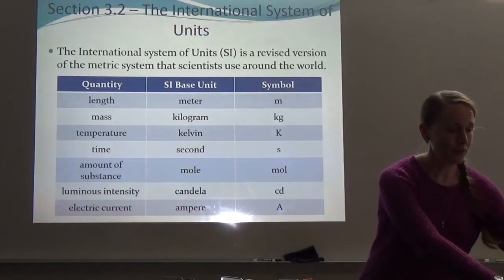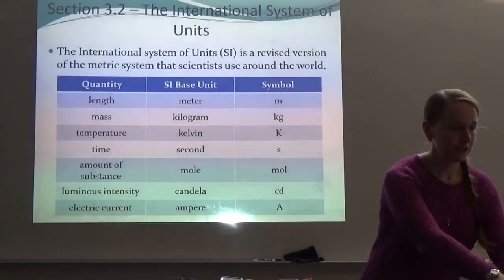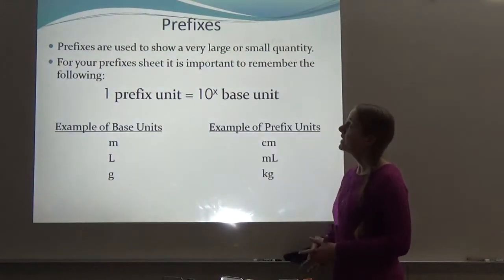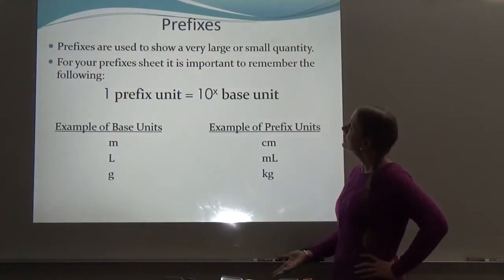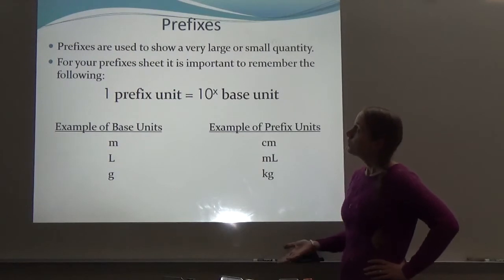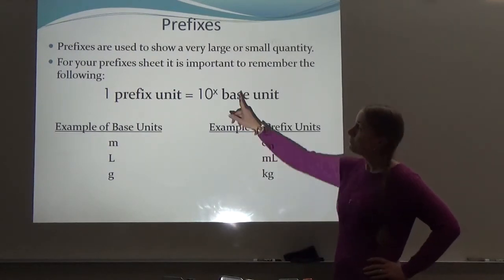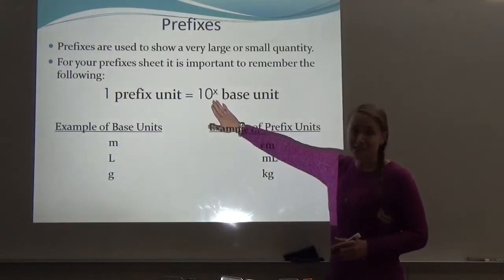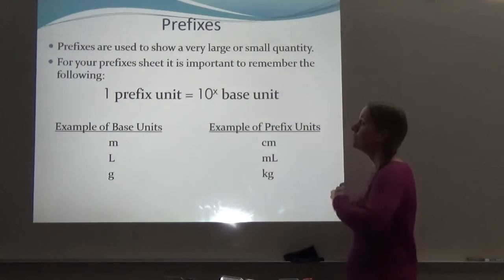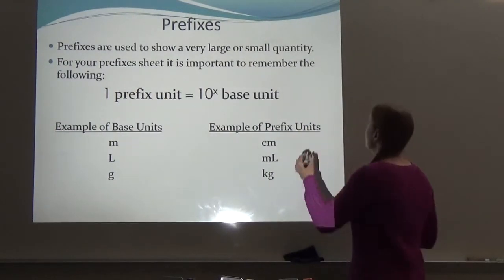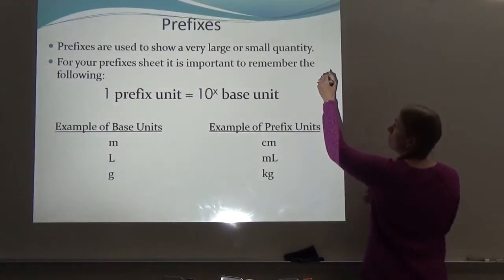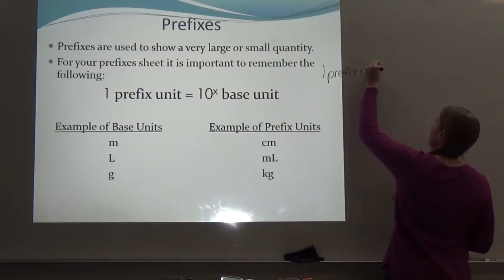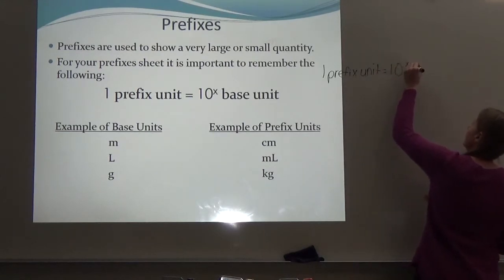All right, so let's move on and talk about those prefixes that I just told you about on that prefix sheet. Prefixes are used to show a very large or very small quantity. For your prefixes sheet, it's important for you to remember the following. One prefix unit equals 10 to the x base unit. I would literally write this on your prefix sheet so that you can use it until you've committed it to memory. So I'm going to write it over here just so I can keep referring to it for y'all. So one prefix unit equals 10 to the x base unit.